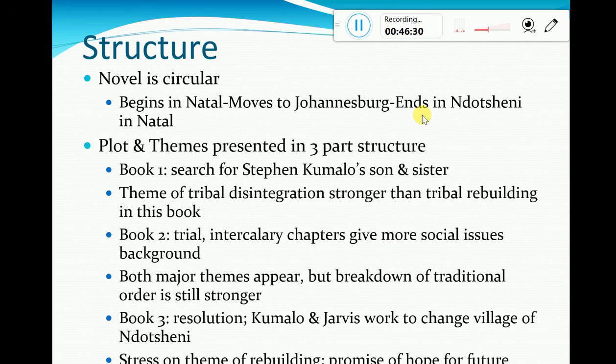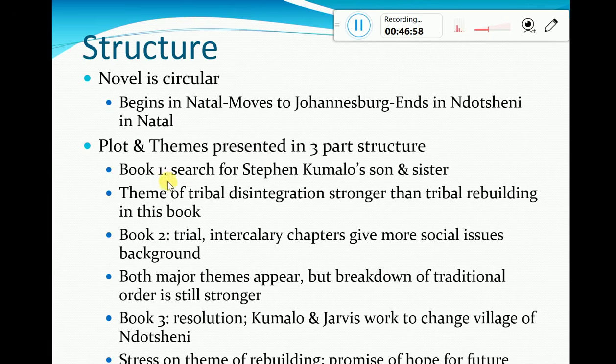And then the structure. The novel is cyclical. What do you mean by cyclical? It begins in Natal, in the rural area of Ndotsheni, and then we move with Reverend Kumalo to Johannesburg, and then towards the end we move with Reverend Stephen Kumalo again to Ndotsheni. So hence we say it's in a cyclical movement, meaning that the beginning of the book is the end of the book.